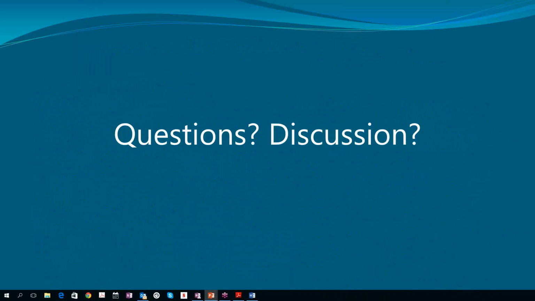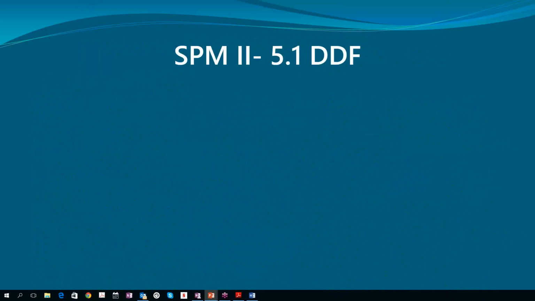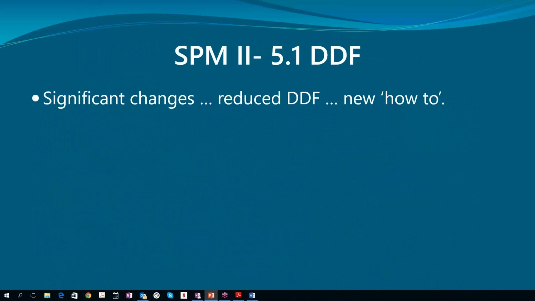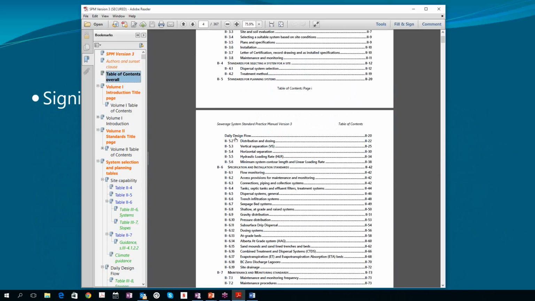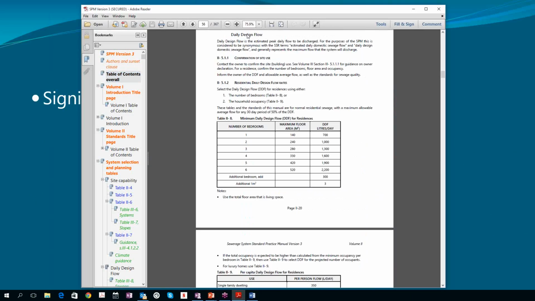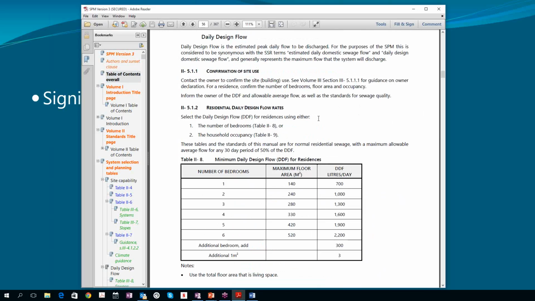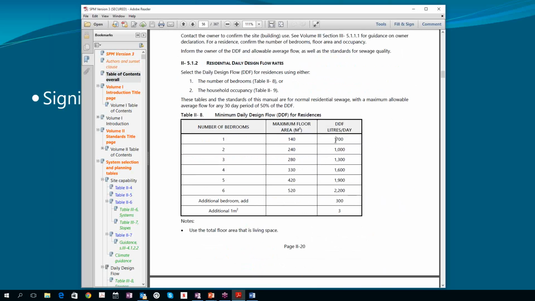let's move on to the stuff that you will need to know, particularly if you need to write the exam. Daily design flow has changed a lot. It's much reduced. DDF is much less than it used to be, and DDF is in section 5. So all these numbers for DDF are much lower than they used to be. That's one reason why it's less.